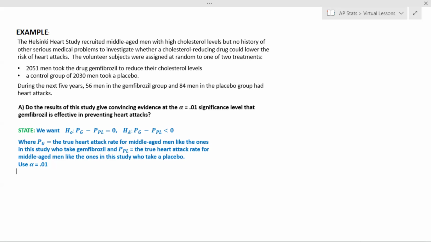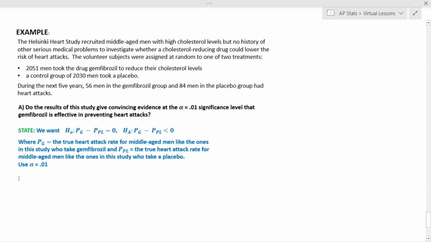Use significance level 0.01. All right, notice how detailed the context was when we stated the parameter. Do have to be careful with that. Make sure that you state it concisely. So that's the state step. Remember, we're going to go state, plan, do, conclude. So the next thing we're going to do is plan it, which we're going to say which test we're going to use, and then check the conditions for it.